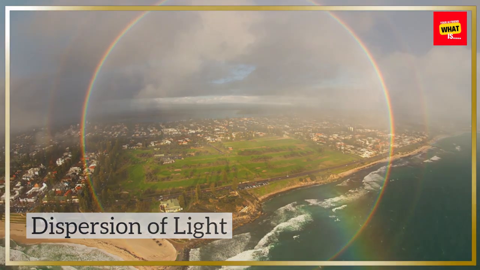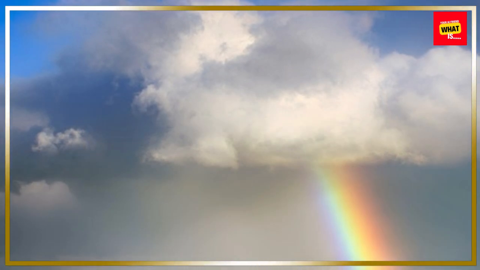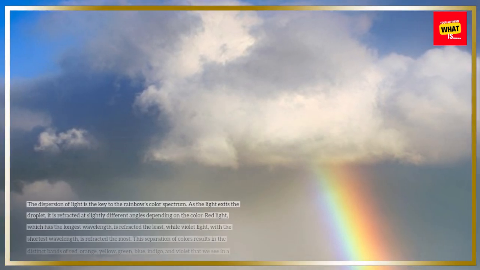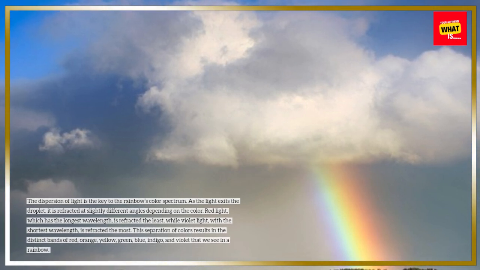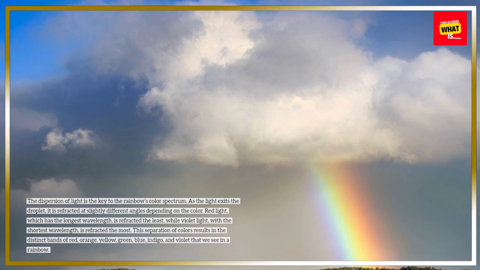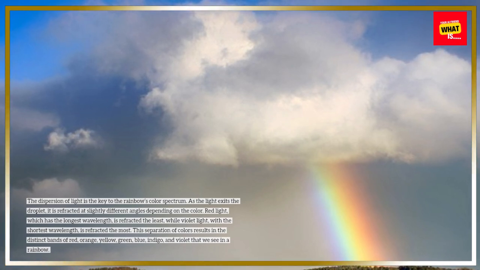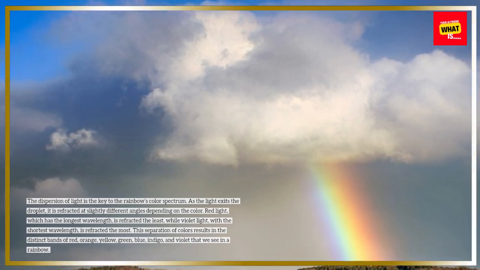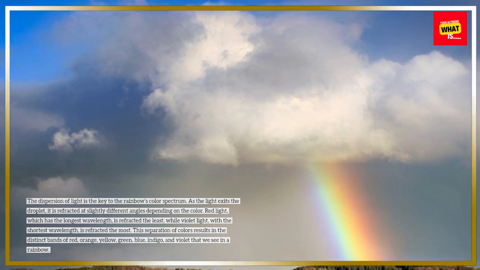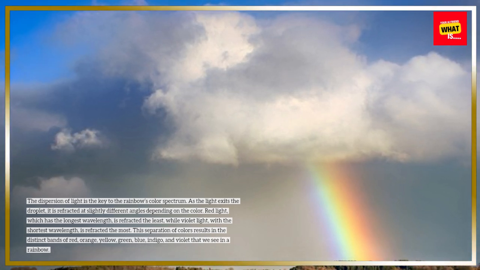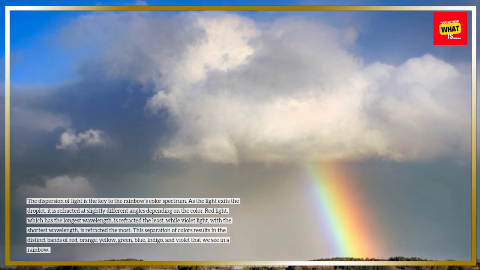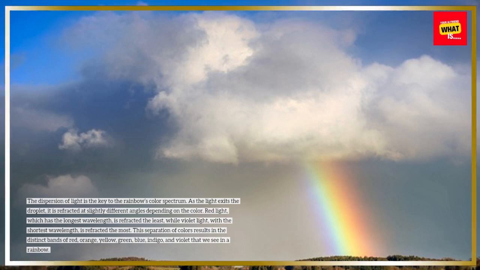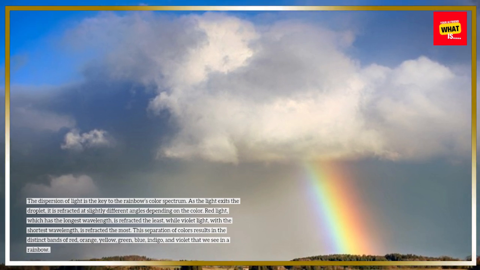Dispersion of light. The dispersion of light is the key to the rainbow's color spectrum. As the light exits the droplet, it is refracted at slightly different angles depending on the color. Red light, which has the longest wavelength, is refracted the least, while violet light, with the shortest wavelength, is refracted the most. This separation of colors results in the distinct bands of red, orange, yellow, green, blue, indigo, and violet that we see in a rainbow.